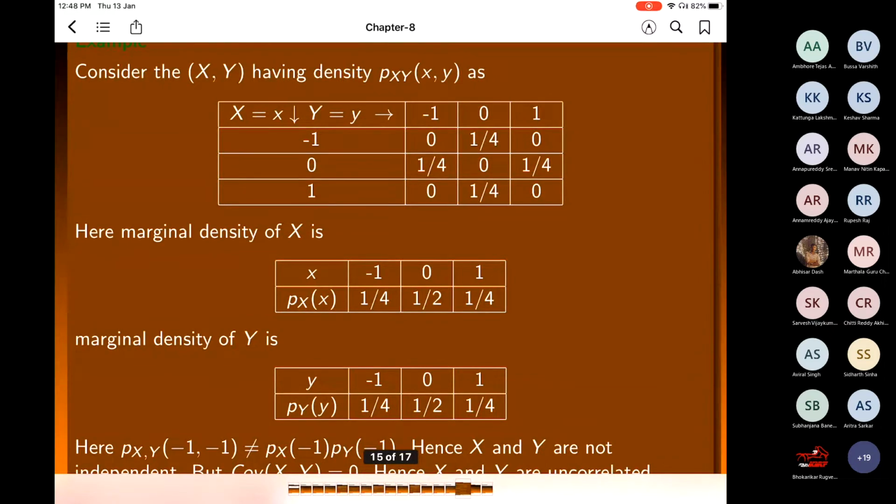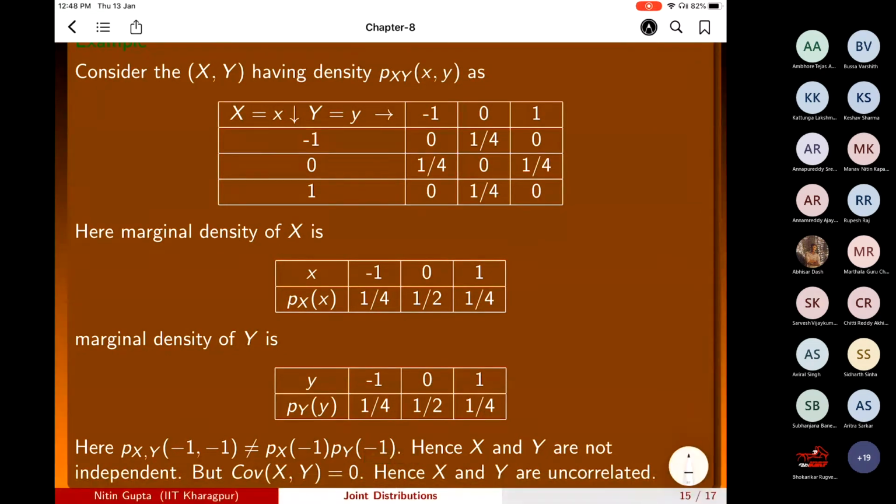So for example, we take this. Consider x and y having density pxy as this. X is -1, y is -1, value is 0. X is -1, y is 0, is 1/4, and so on. Then what is the marginal density of x? So marginal, you will sum over y: 1/4 for -1, 1/2 for 0, 1/4 for 1.